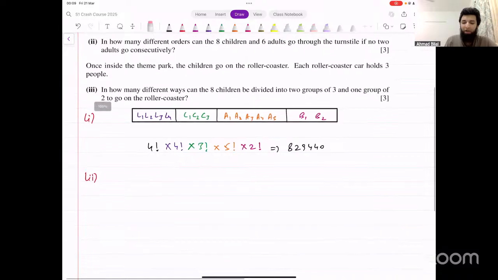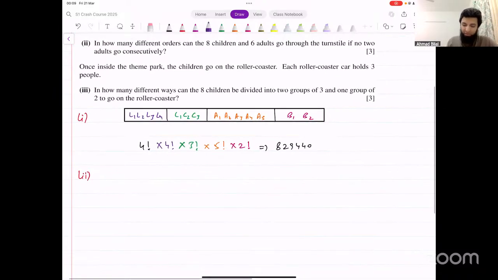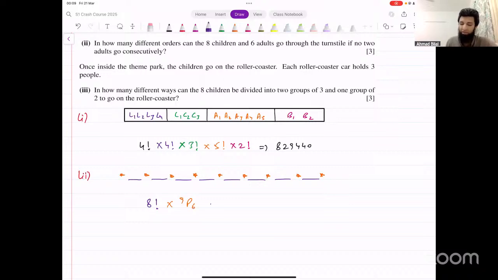What do we not have to separate? Children do not have to be separated, so we make dashes for them. 1, 2, 3, 4, 5, 6, 7, 8 dashes for the children. They don't have to be separated, right? So that would be 8 factorial. But then in these places in the middle, we've got the six adults. How many places do we have? How many gaps do we have? 9 gaps in total. So we'll say this is 9P6, where the 6 adults come, and that's it. That gives you the result.